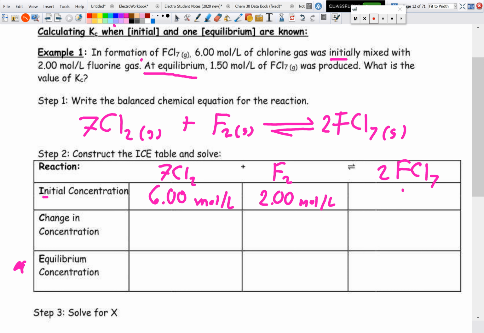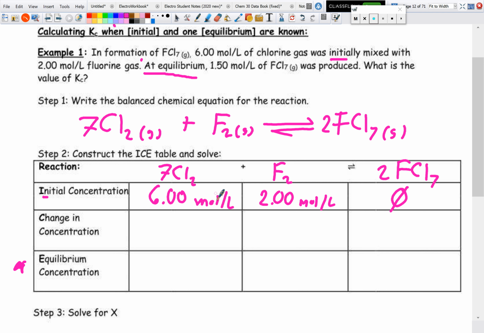So initially, because we don't have anything, we're going to assume that 0 moles per liter of fluorine heptachloride is there because the reaction hasn't started yet. So at time 0, concentration of one of our products is 0. Now, how we figure out the change. This is why we need that balanced chemical equation, because how we read this is 7 moles of chlorine reacts with 1 mole of fluorine to produce 2 moles of fluorine heptachloride.